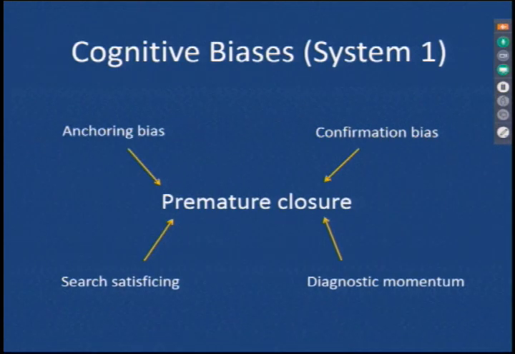Anchoring bias, when you see a patient with a cold, and you think, well, could it be pneumonia? Probably not. Could it be a pulmonary embolus? Probably not. But now he's a little short of breath. Well, I still think it's a cold. He's not really that short of breath. His respiratory rate is 20. So anchoring is where you're anchored to your initial diagnosis.